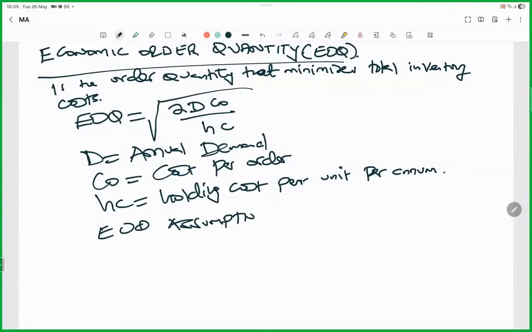EOQ assumptions. Whenever they ask you to provide the economic order quantity assumptions, you shall always look at the formula. In the formula we have D, we have CO, and we have HC. So for this formula to apply, the annual demand must be known in advance and must remain constant. The same case with CO, cost per order. If it keeps on fluctuating, then the EOQ formula will not work. The same case with the holding cost, selling price, etc. Let's write them down. Number 1, demand is known and constant.